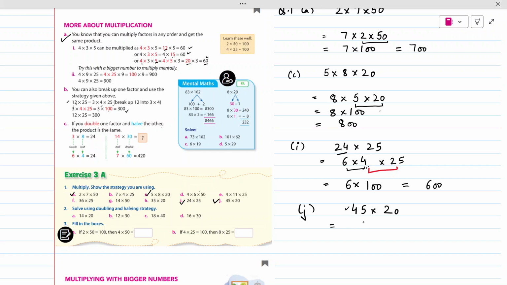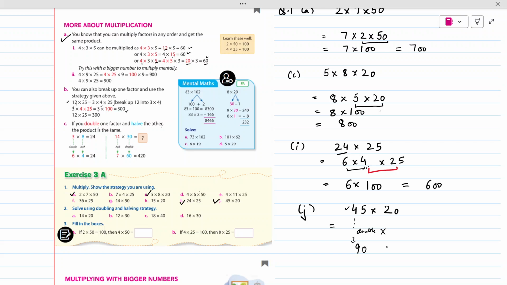See kids, what we have to do here is we have to see the numbers and we have to identify which number is easy to do half and which number is easy to do the double. So we can see here, if I do the half of 45, we will get the number in decimal. So let us not half it and let us double it, this number. The double of 45, I'm writing double here. The double of 45 is 90.